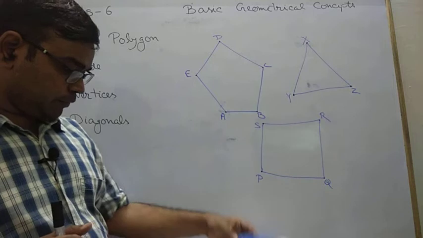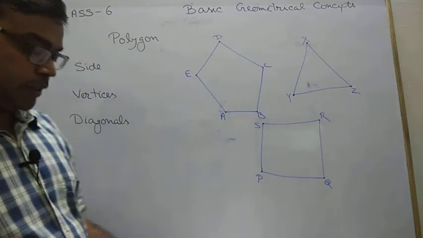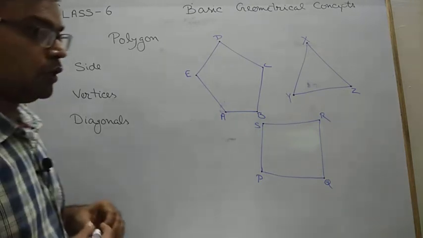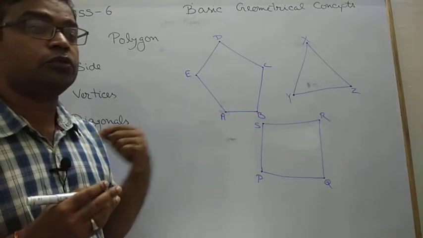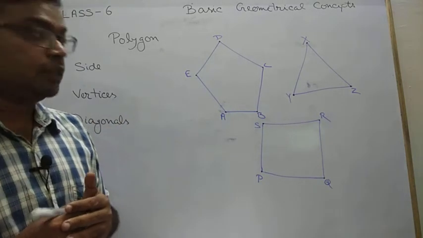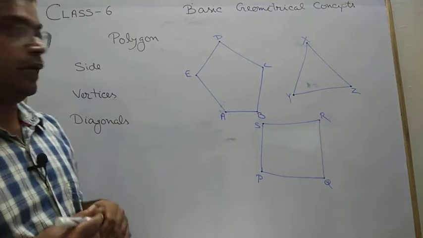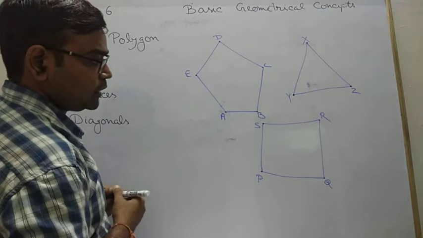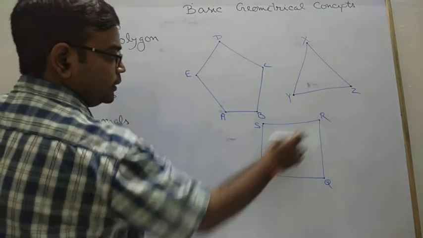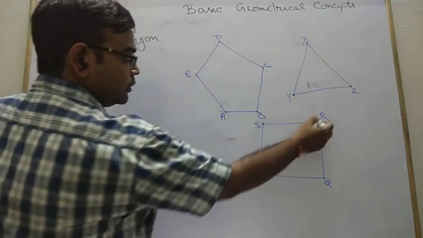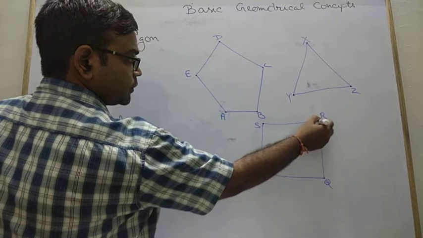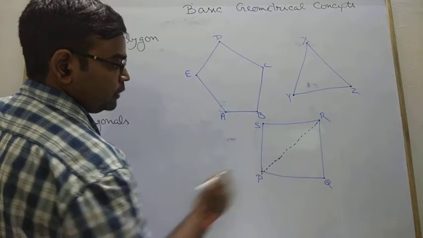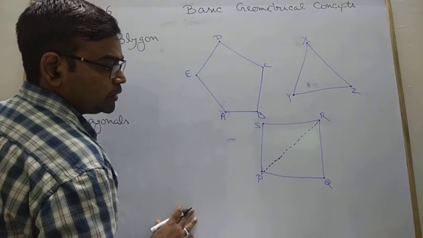Then after this we discuss diagonals. If we join two opposite vertices with a straight line, that straight line is known as a diagonal. In this case, starting with this polygon, P and R are two opposite vertices. So we draw a straight line between them. This PR is a diagonal.